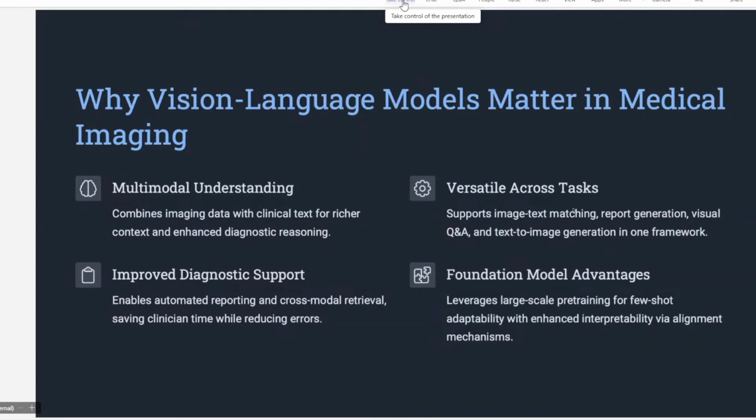And because they are built on foundational models, they generalize really well to new tasks with minimal supervision, which was a major caveat before foundational models came. And this flexibility makes them a natural fit for the complexity of healthcare scenarios.